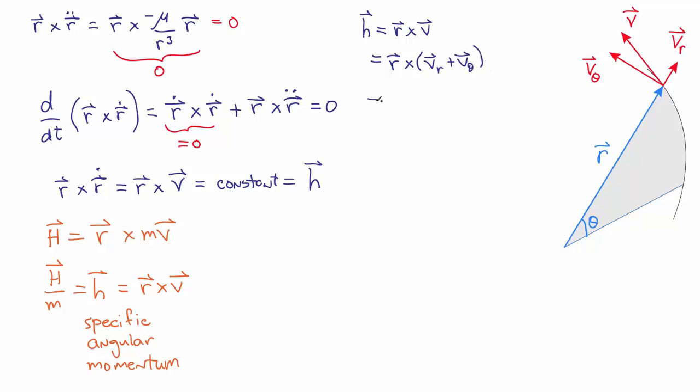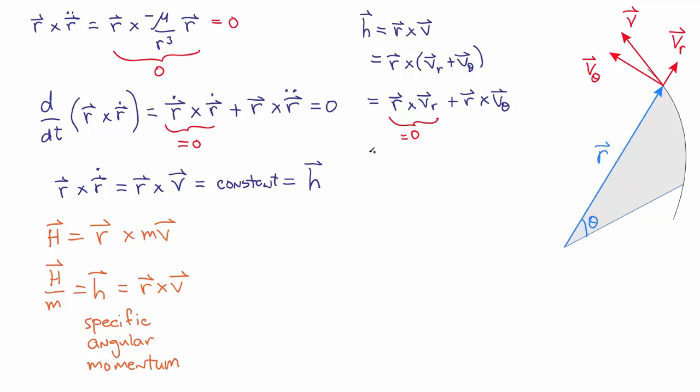Okay, well, we can expand the parentheses, so that becomes r cross vr plus r cross v theta. And r cross vr, well, r and vr are going in precisely the same direction, and therefore this quantity is 0. Which means that the h vector, the specific angular momentum, is just r cross the v theta vector, the component of the velocity that is perpendicular to the r vector.